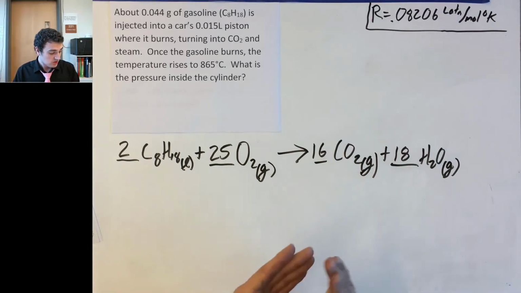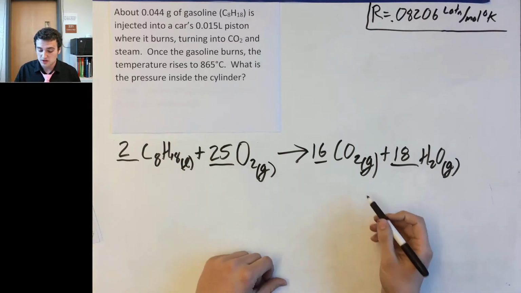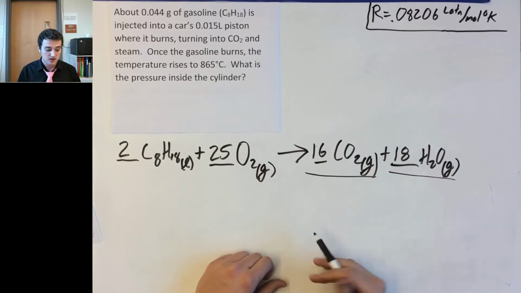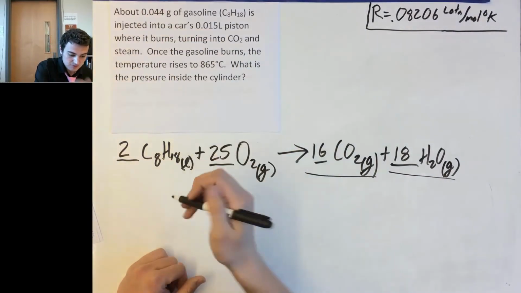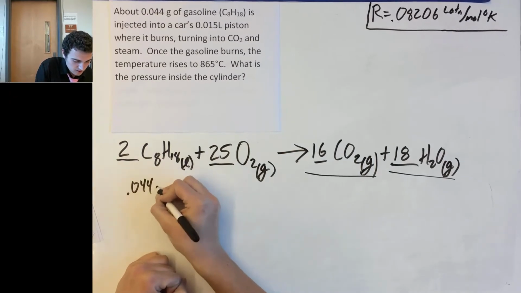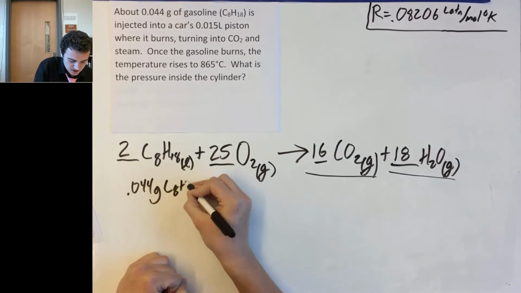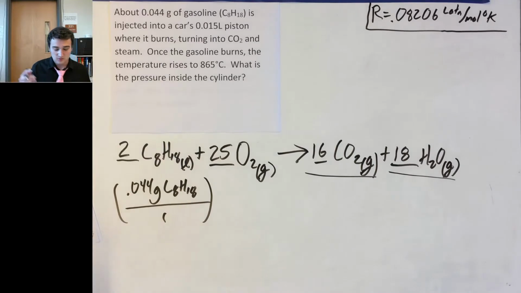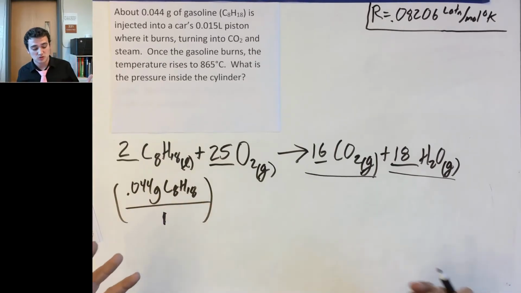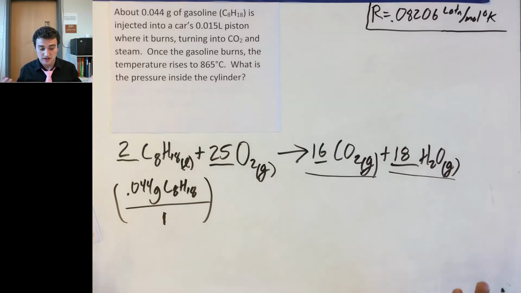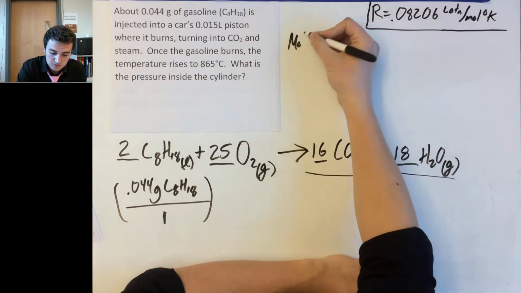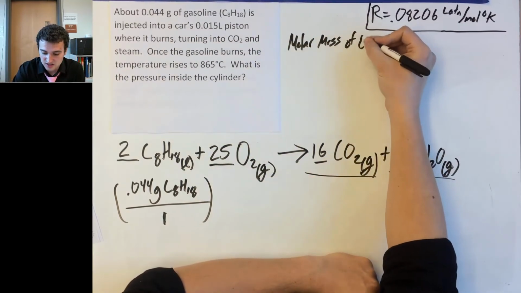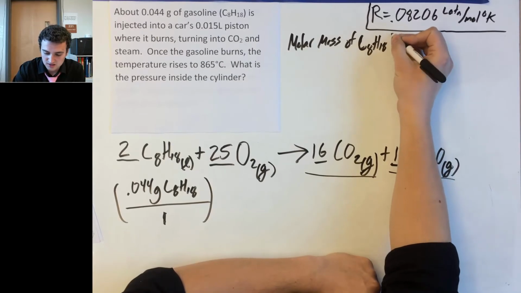Okay, so then we have 2 separate stoichiometry problems, because I want to solve for the moles of this and for the moles of this, and then we're going to add those together. So I start out with what it gives me, 0.044 grams of C8H18, or gasoline. First step, I need to get this over 1, as a fraction. I need to get this into moles of gasoline. So I need to do the molar mass calculation for this. So molar mass of gasoline, or C8H18.